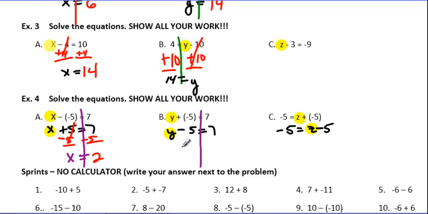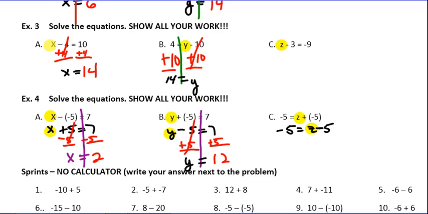I'm going to add 5 to both sides because that's the opposite of subtracting it. Negative 5 and positive 5 is 0. It cancels out. I'm left with y is equal to, and then on this side I add my numbers to get 12. Once again, we're going to leave the last one for you.